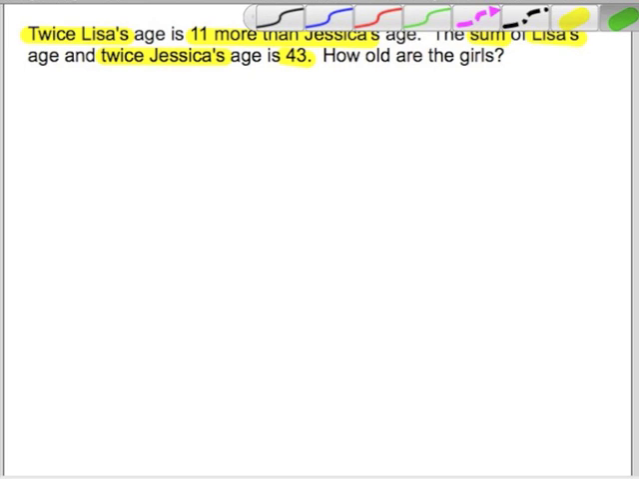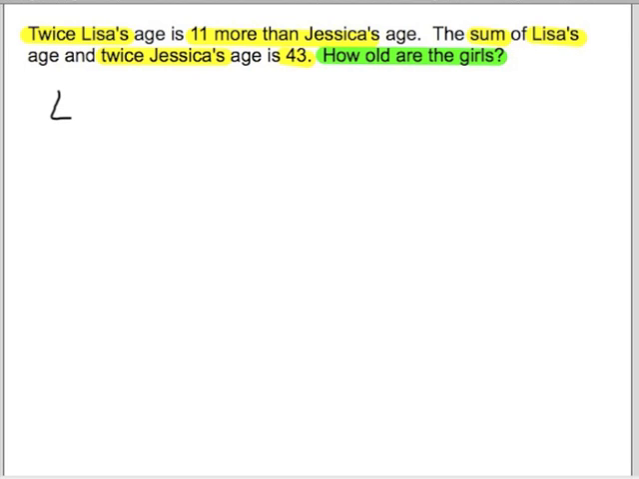And in green, we're going to highlight what we're looking for again. How old are the girls? So, we are looking for how old these girls are. In order to do this, we're going to need variables because we do not know what their ages are. So we're going to say L is Lisa's age, and J is Jessica's age.